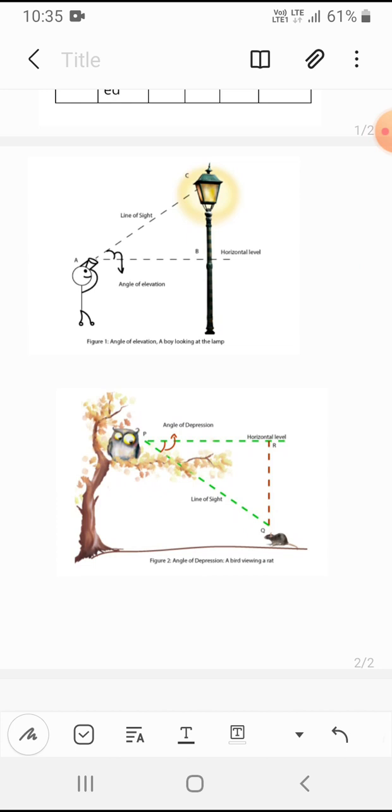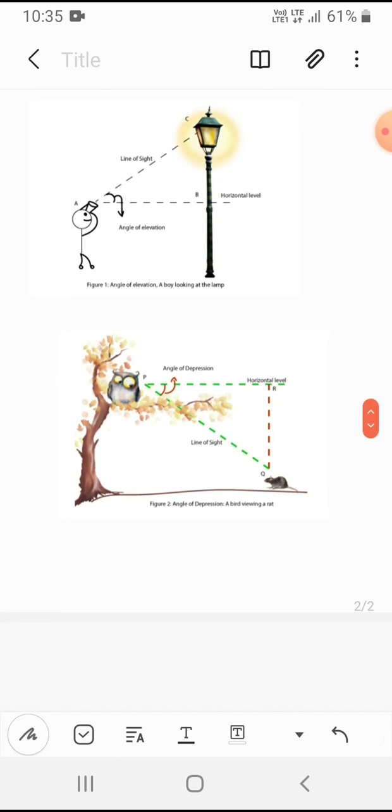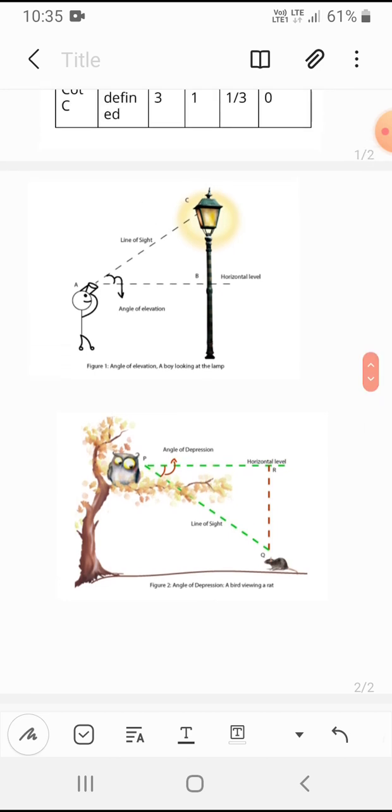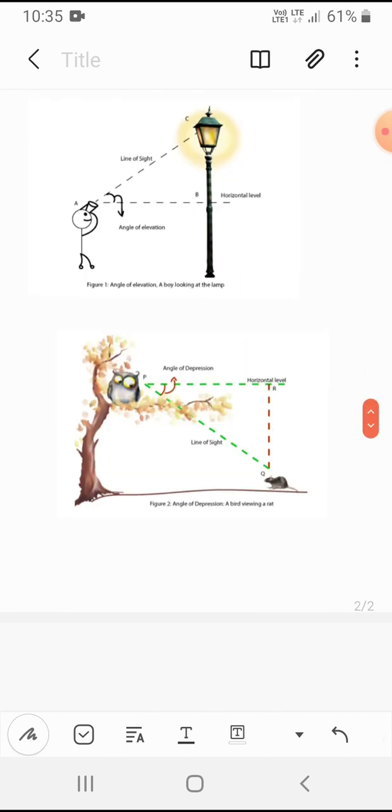Next is angle of elevation, a boy looking at a lamp. See here, angle of elevation. A straight line here, where the boy is standing, is his horizontal line. And from where he is seeing the lamp, it is the line of sight, we can say. It is going upward, or we can say it is coming downward. And this is the angle of elevation, and you have to mention A, B, C here.